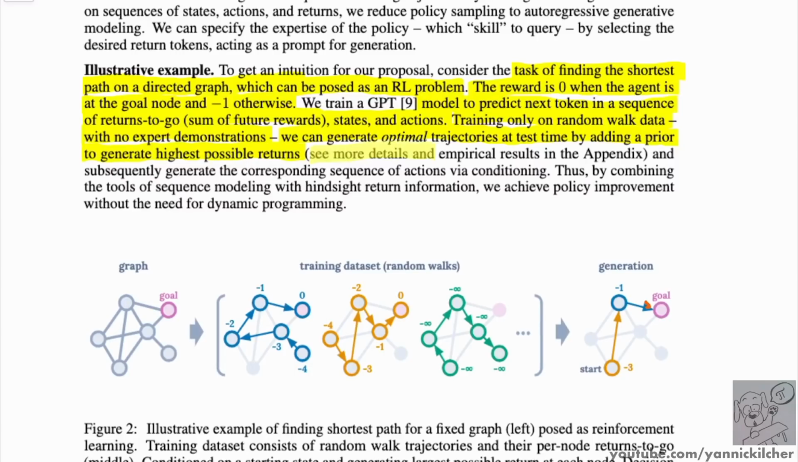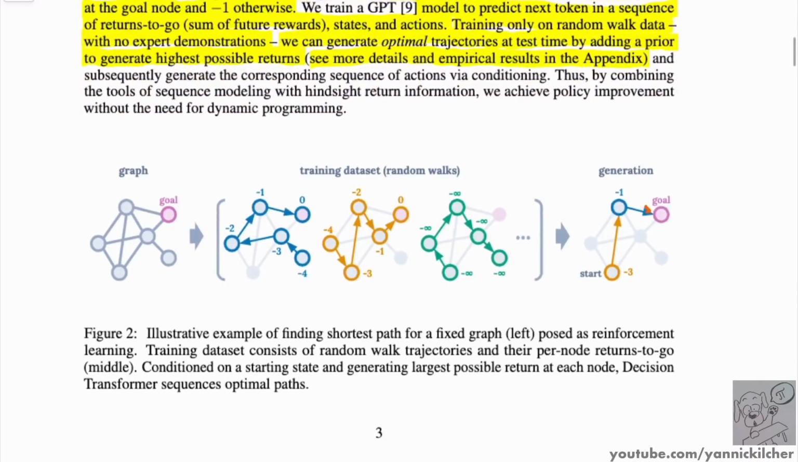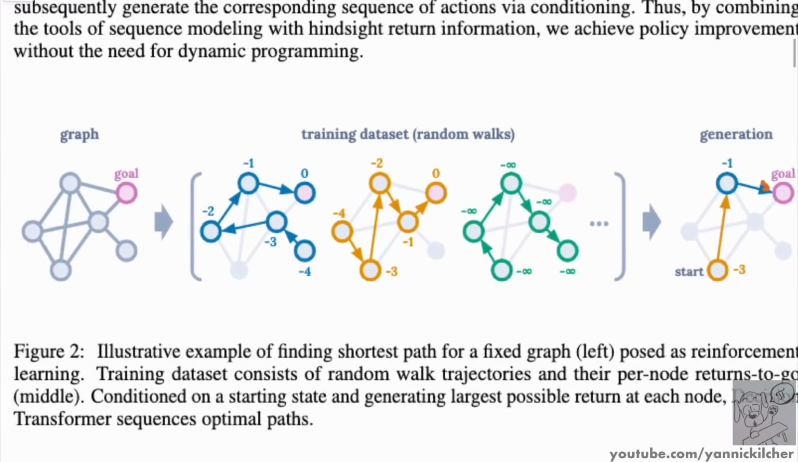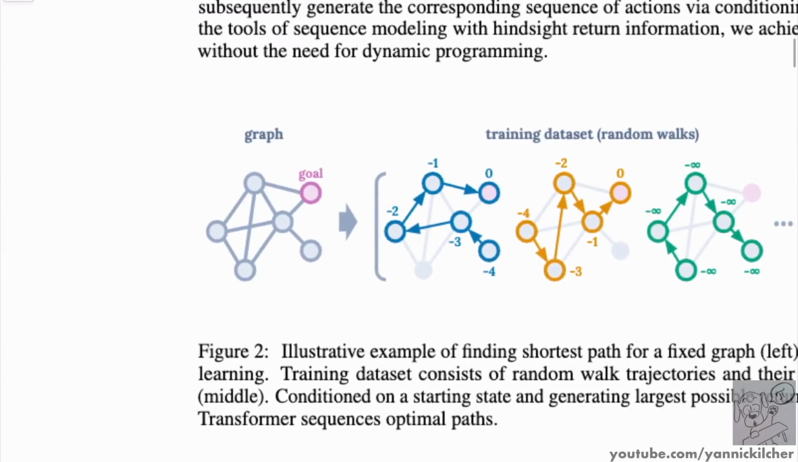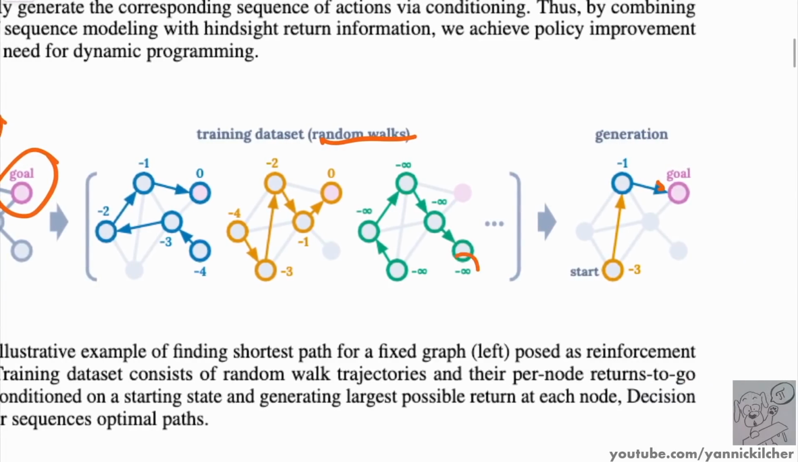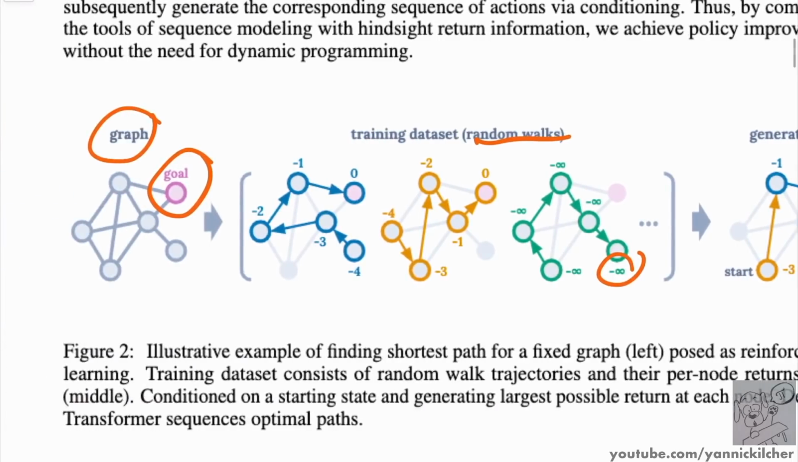They also say, see more details and empirical results in the appendix. I've looked at the appendix, nothing there. I've looked at the code, nothing there. Just saying. I mean, it is a toy example to illustrate, but there's nothing there of this example. So what they do is they have a graph. There is a goal. You're supposed to just find the shortest path. What you do is you just do random walks. Some of these random walks will actually fail, like this one here. So all the rewards are negative infinity. Some of them will succeed, and then you can generate that training data.